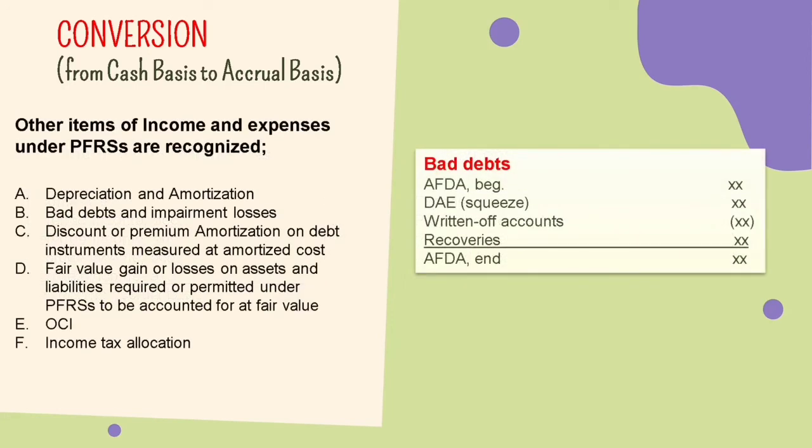Other items of income and expenses under IFRS are recognized: depreciation and amortization, bad debts and impairment losses, discount or premium amortization on debt instruments measured at amortized cost, fair value gains or losses on accounts and liabilities required or permitted under IFRS to be accounted for at fair value, other comprehensive income, income tax allocation, and to compute the allowance for doubtful accounts ending balance or the balance for this year: allowance for doubtful accounts the beginning balance plus doubtful accounts expense minus the written off accounts, add the recoveries.